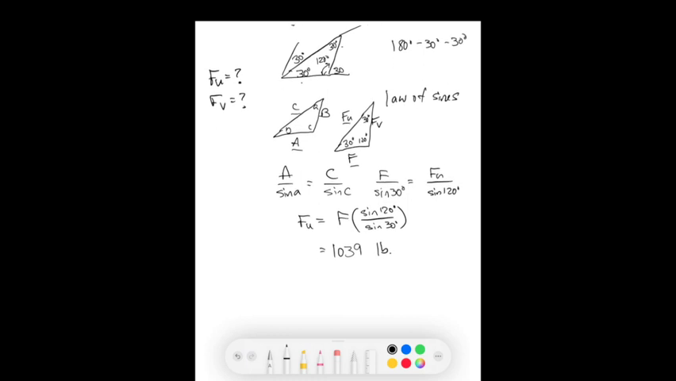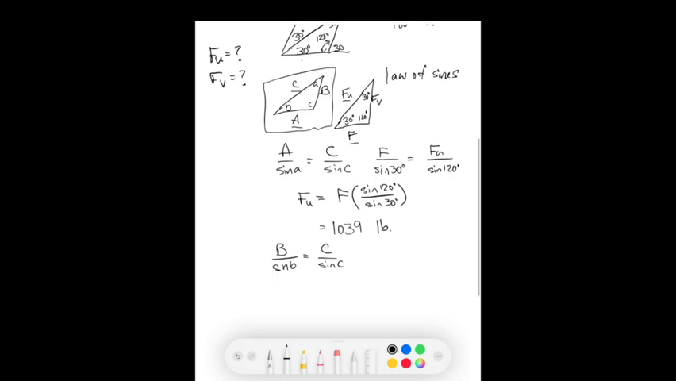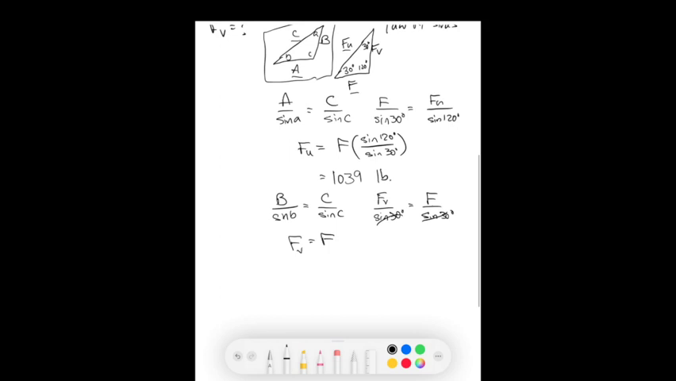And the next thing we want to do is solve for FV. Again, we come back up here. We see that b over sine B is equal to c over sine C in our generic triangle here. And we replace our values in there. We see that FV over sine of 30 is equal to F over sine 30. So we see that F is equal to FV. So that's equal to 600 pounds.